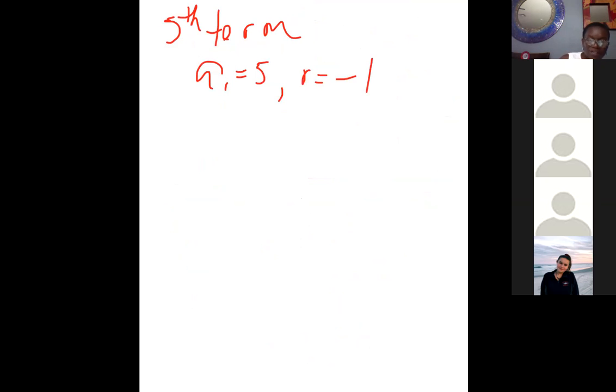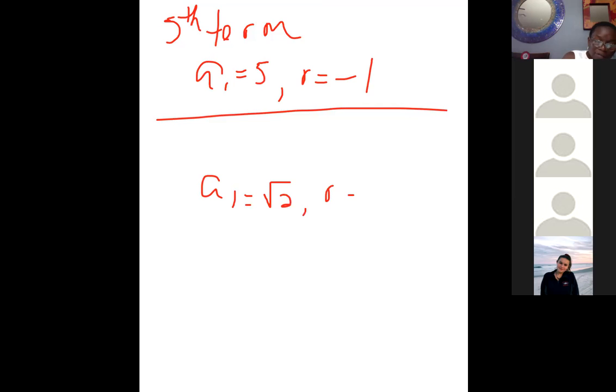Let's see here. Here's one, guys. Find the 5th term given this sequence right here. Okay. a1 is equal to 5. r is equal to -1. You guys find the 5th term for this one for me. Let's see what you come up with. a1 is equal to square root of 2, and then r is square root of 2. All right. What'd you guys get for that one?